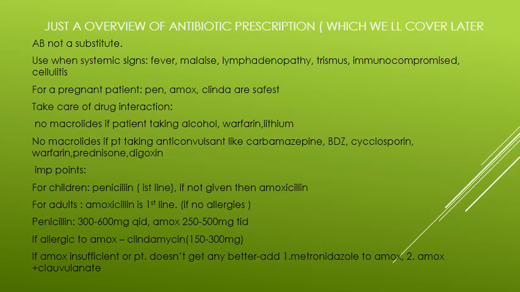Now, what are the important points here? In case of children, penicillin is always the first line of antibiotics. If not available or not in the option, then give amoxicillin. For adults, amoxicillin is the first line if no allergies are there. The dose of penicillin, as we know, is 300 to 600 mg 4 times a day. And for amoxicillin, it's 250 to 500 mg thrice a day. And if there is any allergy to amoxicillin, you can give clindamycin, which is 150 to 300 mg.